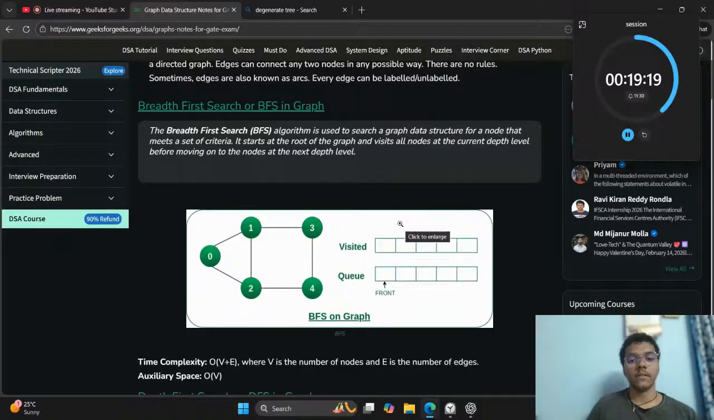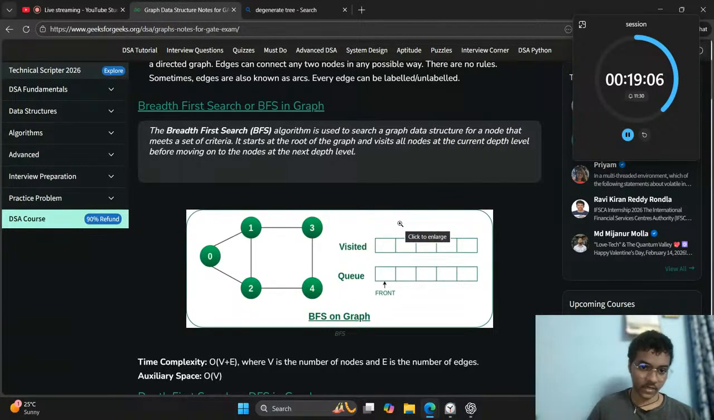The breadth first search algorithm is used to search a graph data structure for a node that meets a set of criteria. It starts at the root node of the graph and visits all nodes at the current depth before moving on.